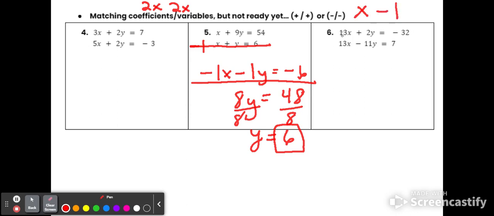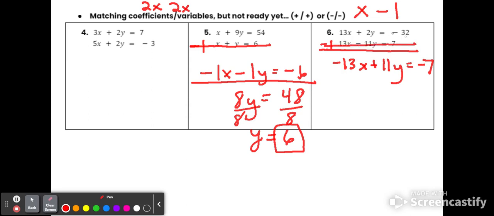So for example, we have 13x and 13x. We need one of those to be a negative. So let's make this lower one. It really doesn't matter if I do the top or the bottom. But let's multiply by -1. So -1 times 13x, -13x. -1 times -11 becomes +11. And then -1 times 7 is -7. You can see that it basically just made all of these the opposite: +13 to -13, -11 to +11, +7 to -7.